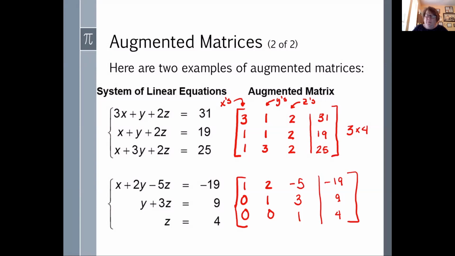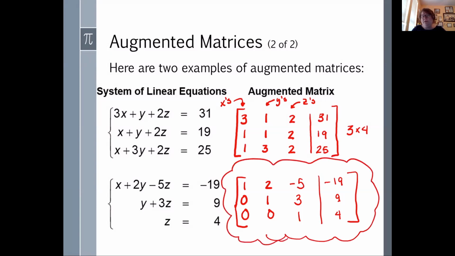All right, this second augmented matrix here is rather interesting because when we have this system of equations, the third equation is solved for Z. And if we look at the augmented matrix, the first two elements in that third row are zeros. So if we were to write the equation from the augmented matrix, go backwards, if you will, we would see that Z is 4. Well, now we know what Z is.